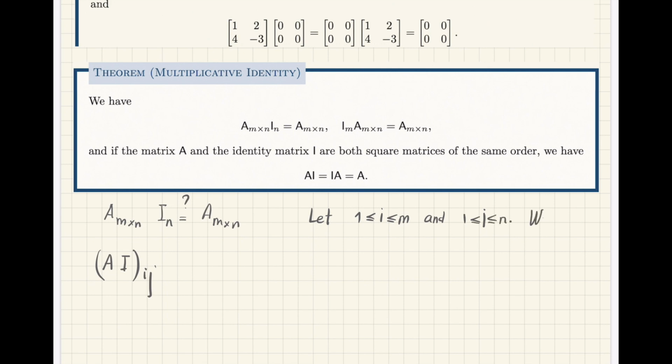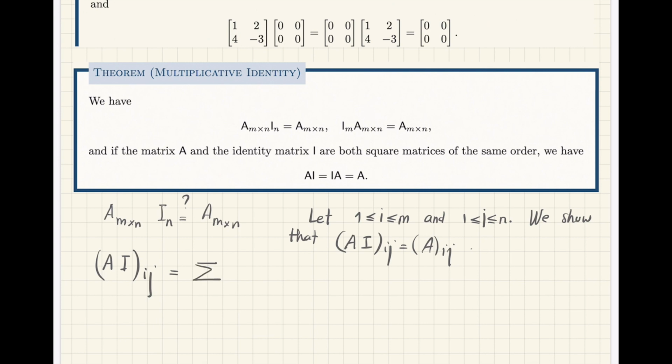We show that (AI)_ij is equal to A_ij. If I can show this, I am done. It means that every entry of this product is equal to the entry of the right hand side. But this you know what to do, yes?